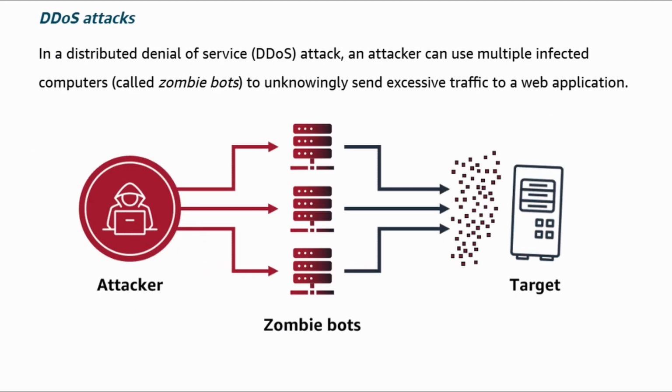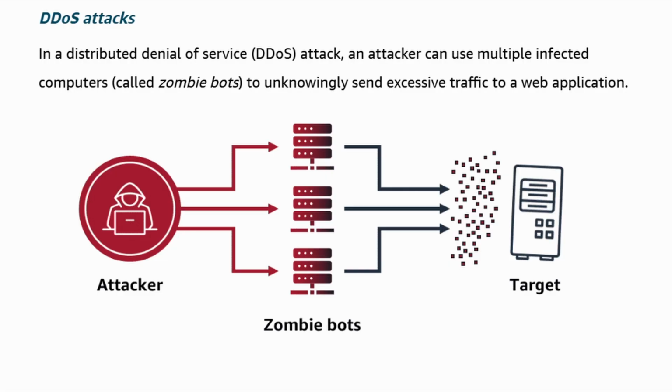While in distributed denial of service attack, an attacker can use multiple infected computers or zombie bots to unknowingly send excessive traffic to a web application. AWS automatically protects against low-level brute force attacks such as DDoS through its built-in infrastructure and network architecture. AWS infrastructure reaches across the globe and includes multiple regions, availability zones, and edge locations. It is designed to make it difficult for attackers to overwhelm the system.